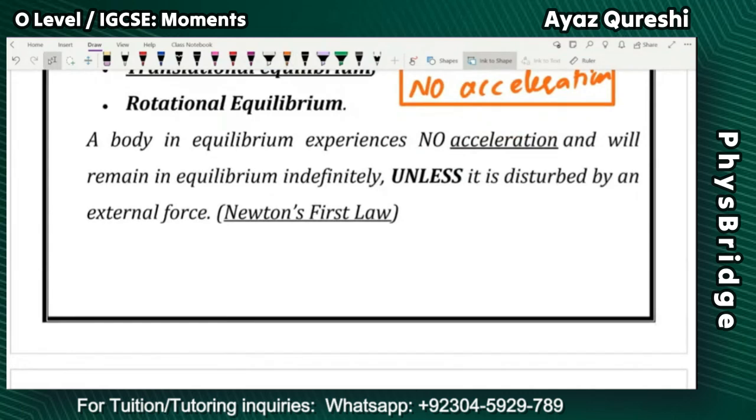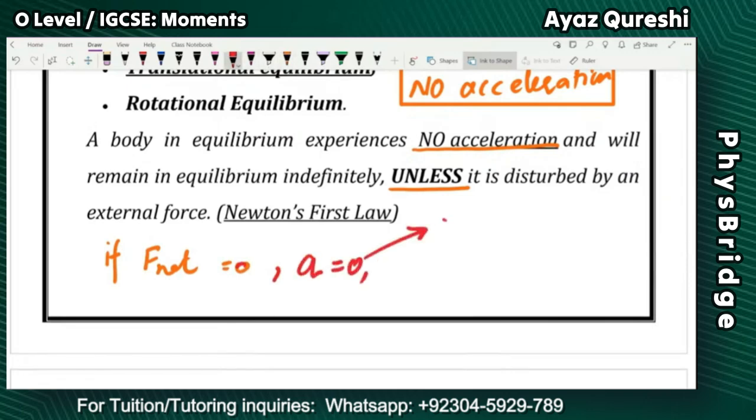If a body in equilibrium experiences no acceleration, it will remain in equilibrium unless it is disturbed by an external force. I mean to say, if F net equals zero, then the acceleration will be zero, so the body moves with constant speed. So there are two conditions: either the body is at rest or it moves with constant speed. If the speed is constant, acceleration will always be zero.